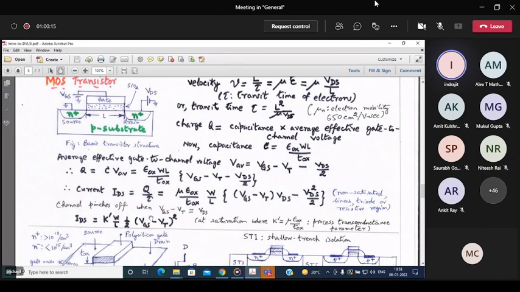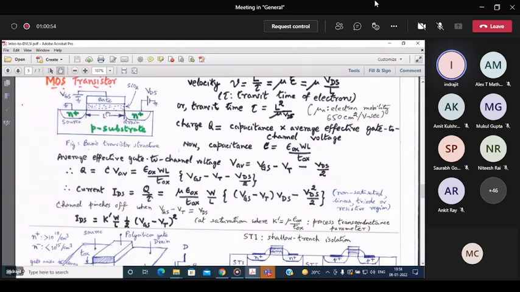And when the channel pinches off, what does it mean? As you progress from the source towards the drain, the channel width decreases. Why does it decrease? Because the reverse biasing increases as one proceeds from source to drain. With the increase of drain to source voltage, you let the gate to source voltage remain the same. As you gradually increase the drain to source voltage, at one point of time the channel will become only a point. We call that the channel is pinched off. That means at the drain side, the channel is merely a point.